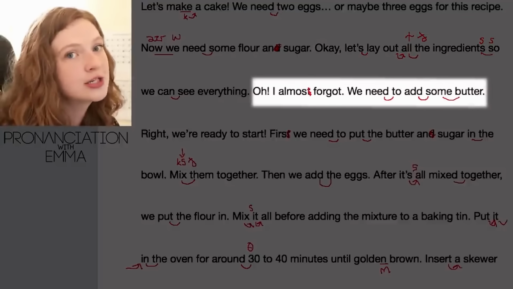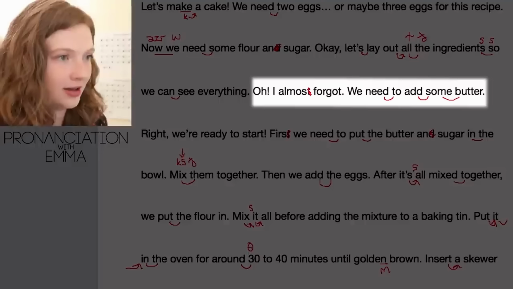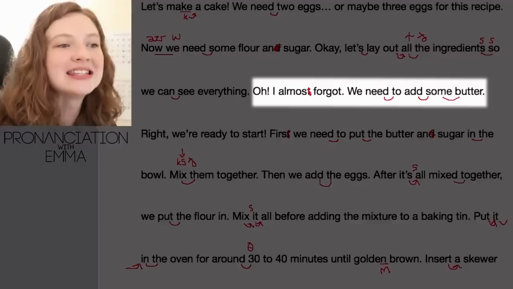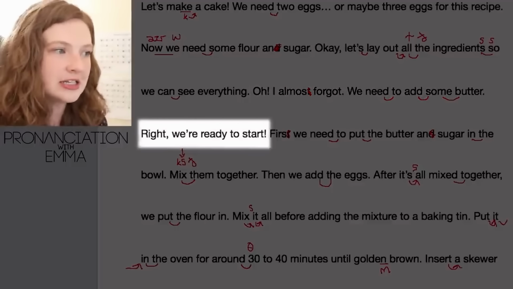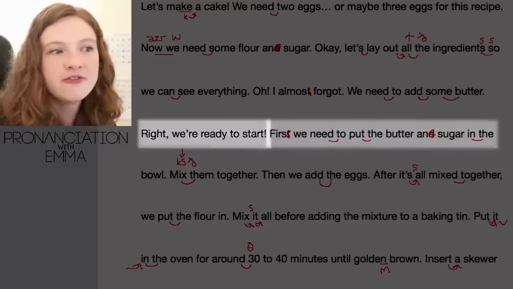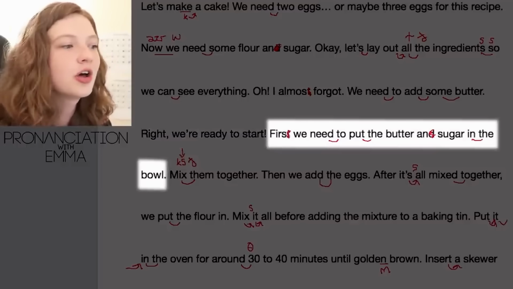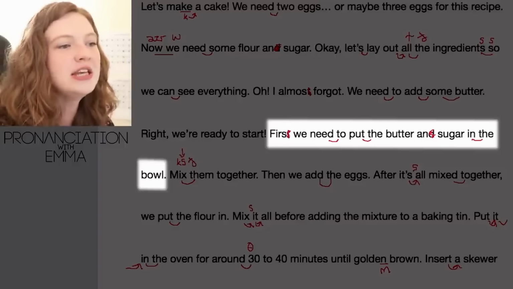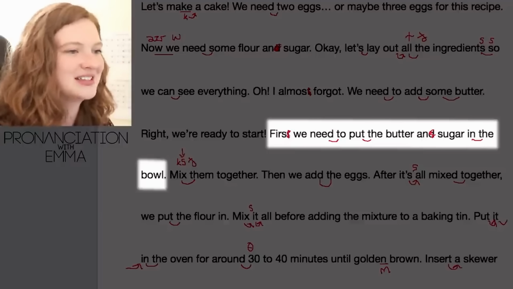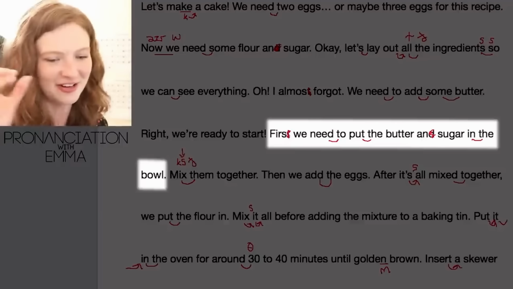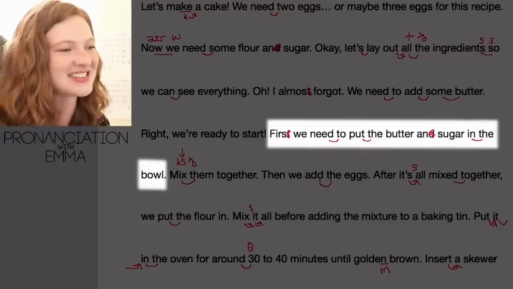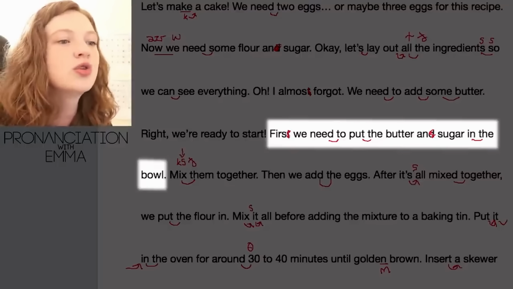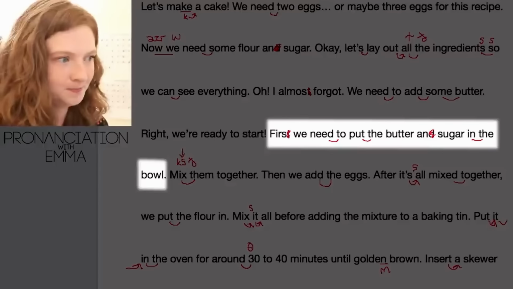Oh, I almost forgot. We need to add some butter. Right, we're ready to start. First, we need to put the butter and sugar in the bowl. So here, I think I accidentally separated them, but first we need to put the butter and sugar in the bowl. There we go, that sounded a lot more natural. I went into like a very teacher mode then, I don't know what happened, my brain switched.